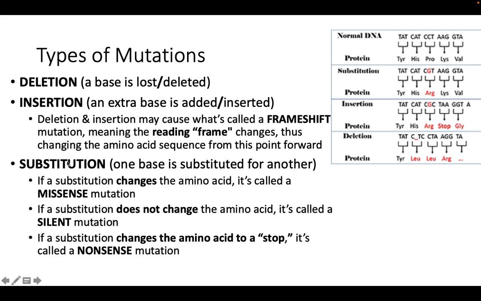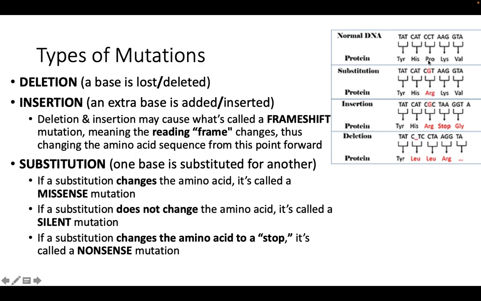A substitution is when one base is substituted for another. So if a substitution changes the amino acid, it's called a missense. So in other words, since it's not what it's supposed to be, we just call that a missense. If a substitution does not change the amino acid, it's called a silent mutation.